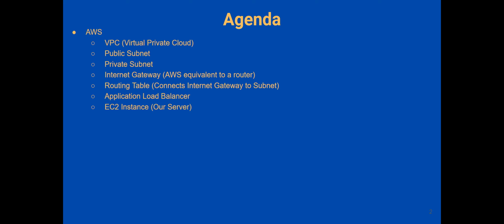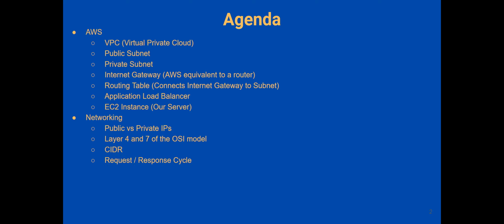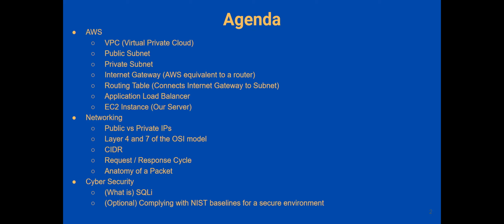You'll see what that's about if you're not familiar with that. And then we'll just look at networking, public versus private IPs, layer 4 and 7 of the OSI model, the CIDR, that's the way I pronounce it, CIDR notation. What's that? Take the mystery out of that. Look at the request response cycle, anatomy of a packet, and then cybersecurity. We'll go over SQL injection, and if there's time at the end, we'll look at NIST, complying with NIST.